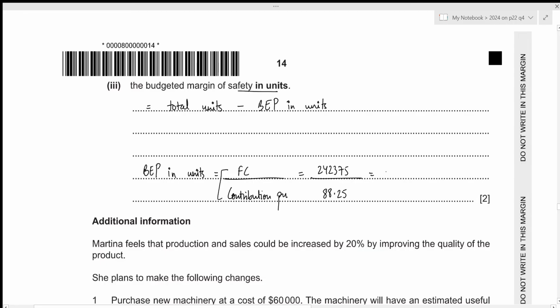Which results in 2746.46. Again, since we're talking about the number of units, we cannot have it in a decimal value. We need a rounded figure, so we just need to round it up. That will be 2747 units. Now the total units given in the question was 3500. We just subtract 2747 from it in order to calculate the budgeted margin of safety. So that will be 3500 minus 2747, which results in 753 units.